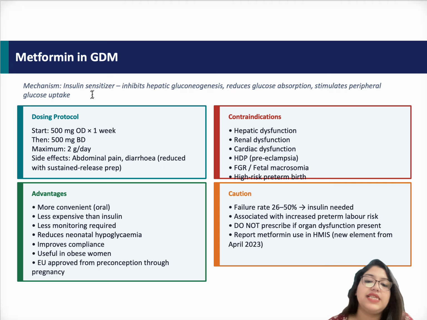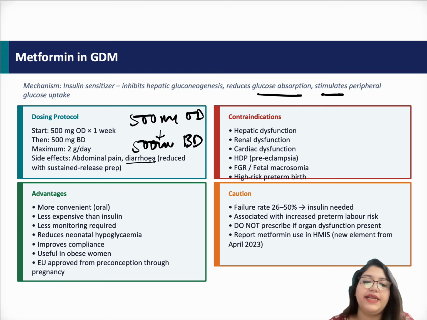Metformin in GDM, so it is an insulin sensitizer. It inhibits gluconeogenesis, reduces glucose absorption, stimulates peripheral glucose uptake. So dosing protocol, we give them 500 mg OD for 1 week, and then we start them on 500 mg BD, maximum 2 gram per day. There can be abdominal pain, diarrhea, reduced with sustained release preparation.